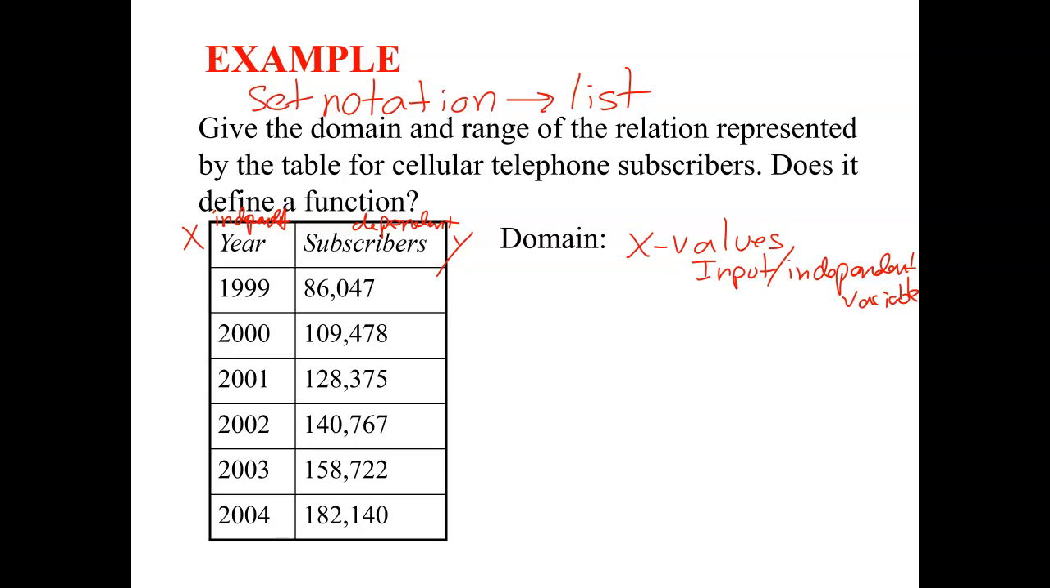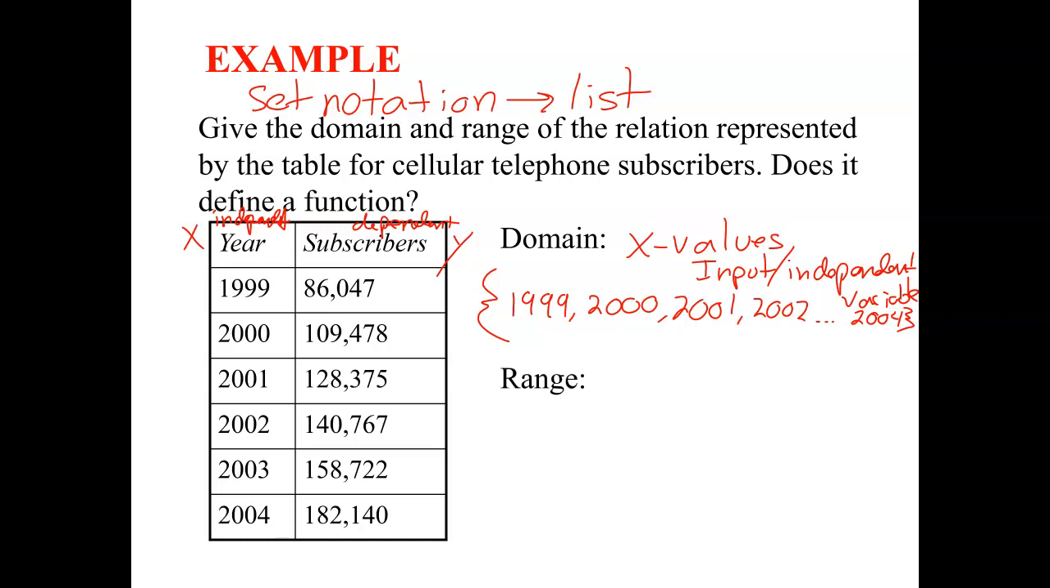Now, domain is going to be each of those years: the year 1990, 2000, 2001, 2002, 2003, 2004. So I'm going to list those out. Set notation uses curly brackets. Curly brackets are for set notation. The only time we use it is when I am listing numbers. So I will list those numbers, up to 2004. In set notation, I'm listing those specific numbers for my domain.